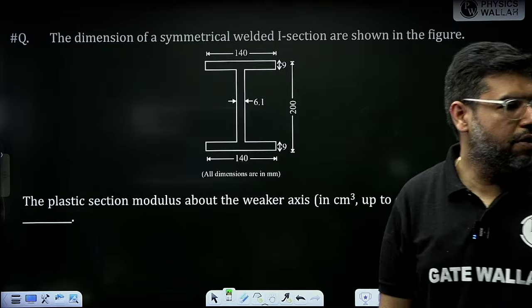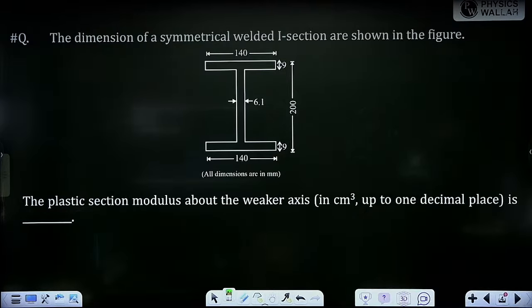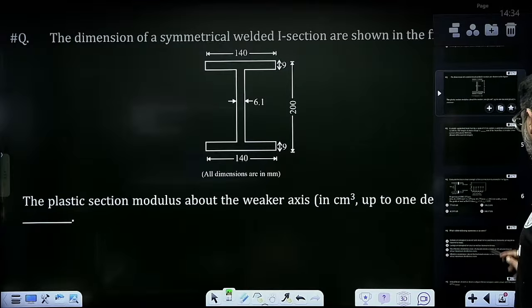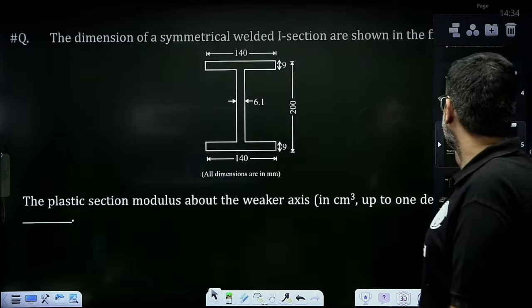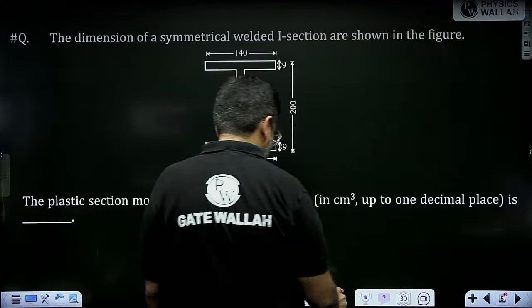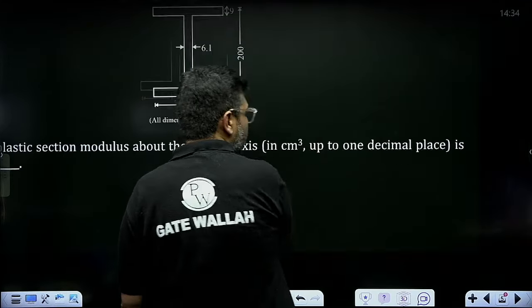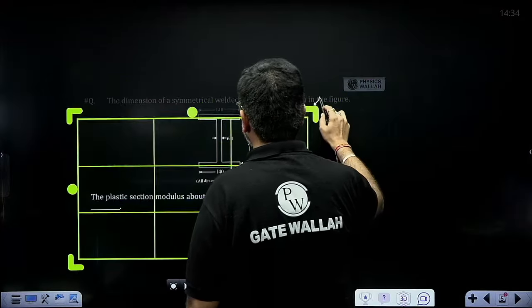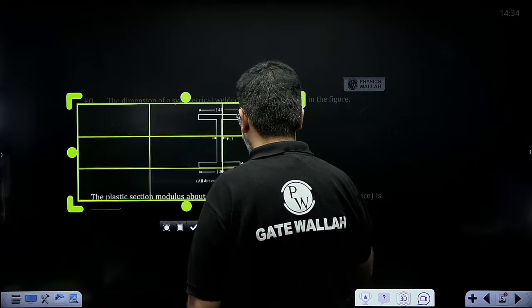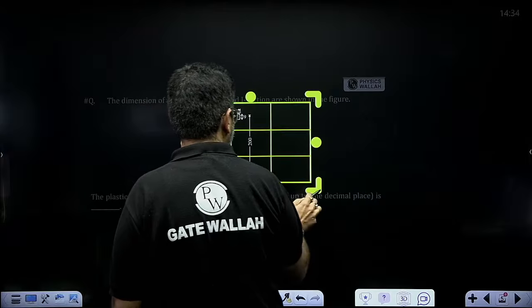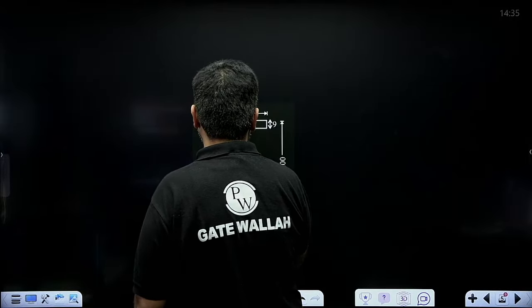Please attempt it. Very interesting question. This kind of question is asked many times in your exam. We have to find out ZP, that is the plastic section modulus for this section. I am just taking the figure here. All dimensions are in mm and you have to report your answer in centimeter cube.